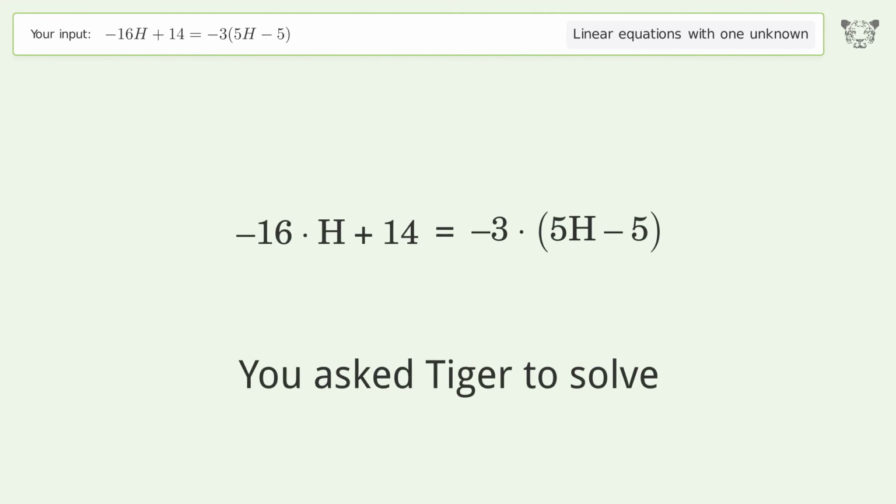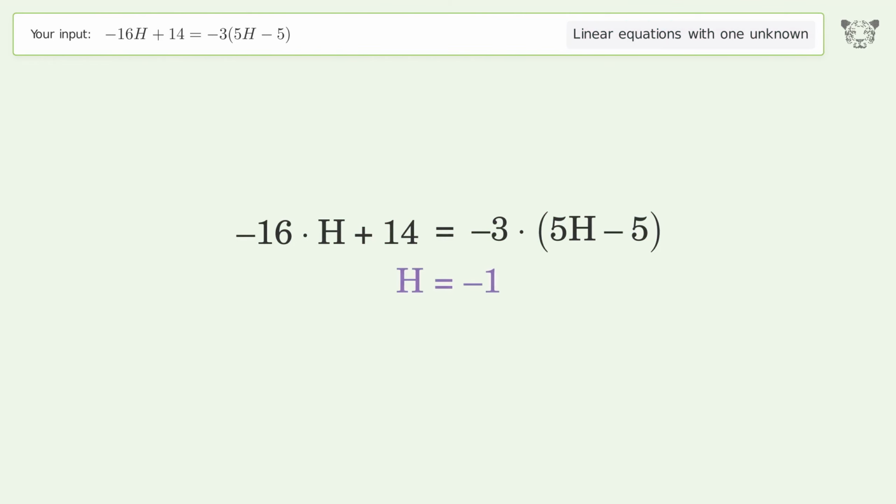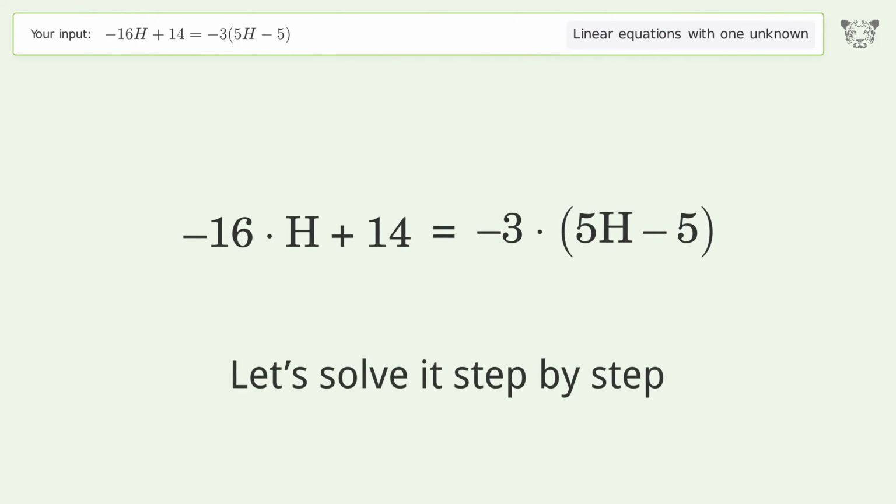You ask Tiger to solve this. It deals with linear equations with one unknown. The final result is h equals -1. Let's solve it step by step.